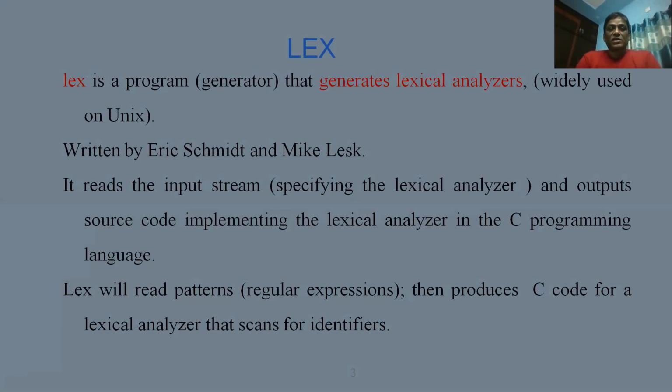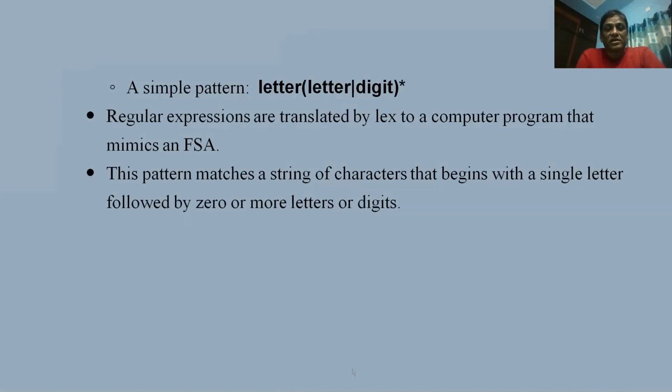Okay, and let us consider a simple pattern for recognizing identifiers. Say letter, a single letter followed by any combination of letters or digits, with a star. The Kleene closure says that any combination of letters or digits, zero or more occurrences, right? So a single letter is considered a valid identifier, and followed by it, you can have any combination of letters and digits. Okay, so this is called specifying the regular expression for a particular token called an identifier.